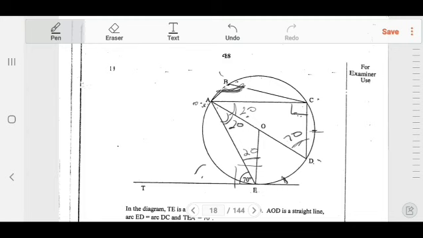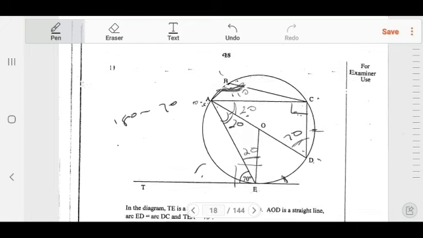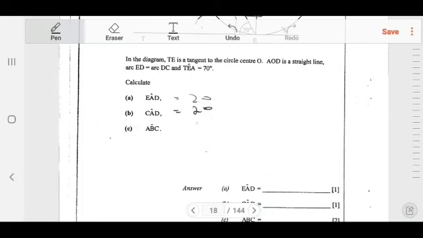Then it means this one and this one are opposite angles of a cyclic quadrilateral. So it means they are supplementary, which means they add up to 180. So we can say 180 minus 70, which is what? 180 minus 70, which is 110. So this one is 110.